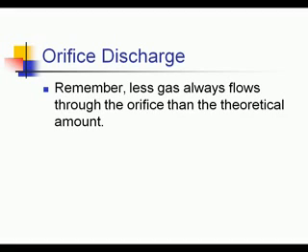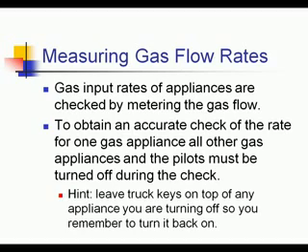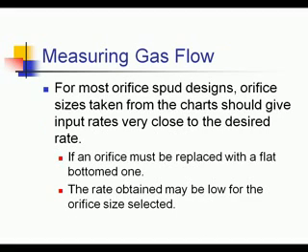Gas flow rate through the orifice depends on three things. First, orifice size. Second, gas pressure forcing the gas through the orifice. And third, the specific gravity of the gas. Change any one of these and the gas flow rates change. Remember, less gas always flows through the orifice than theoretical amounts. To measure the gas flow rates, you can do it by checking the gas flow. To obtain an accurate check of the rate for the gas appliances, you must turn all the other appliances and the pilots off. Leave your truck keys or something important on top of any appliance you're turning off so you remember to turn it back on.